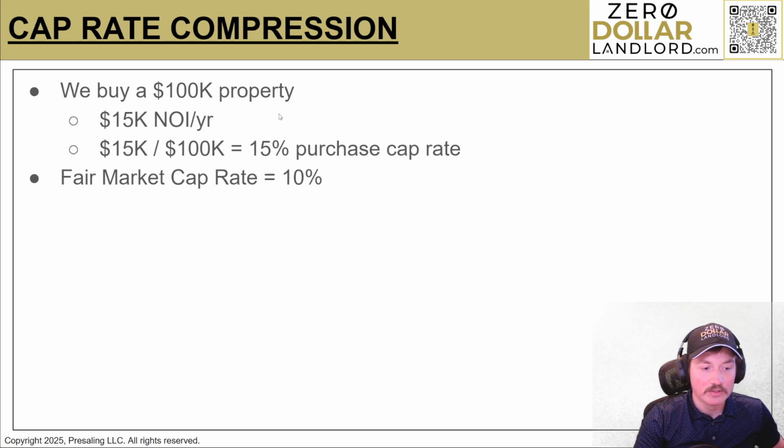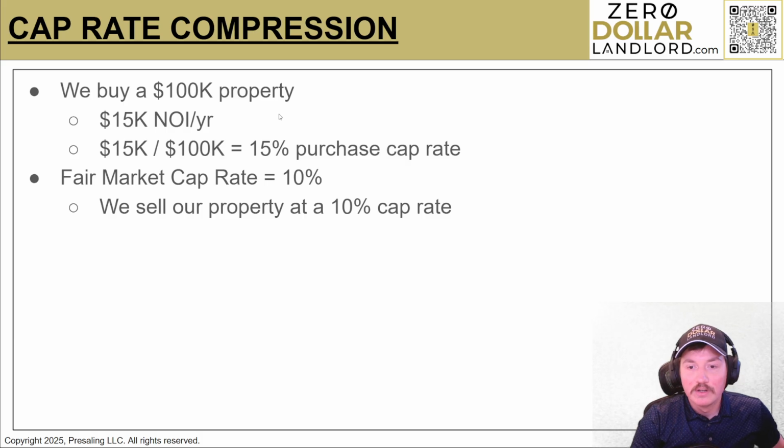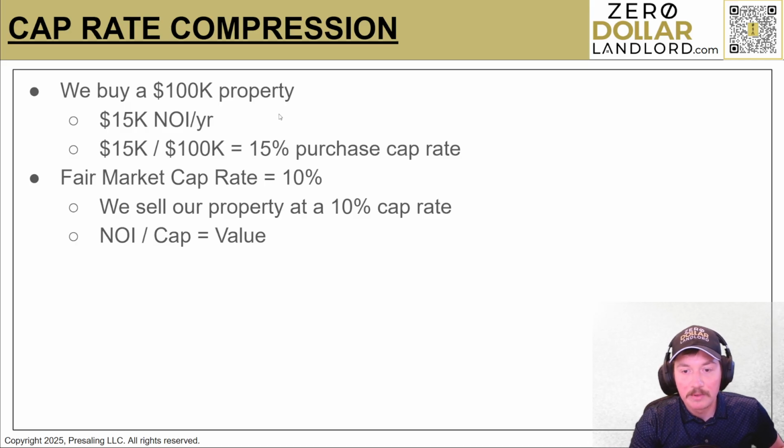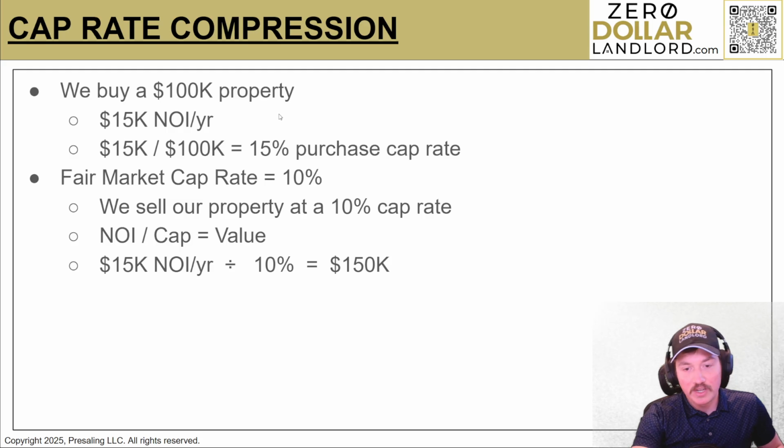Because we looked around and we found a lot of other properties and we say, yep, it looks like it's 10%. So if we're selling our property at a 10% cap rate, then NOI divided by cap equals value. We plug in our 15K NOI, divided by our cap rate, which is 10%, because I'm saying that the fair market cap rate is 10% because I did the research in this scenario. Then our value is actually 150K in this situation.